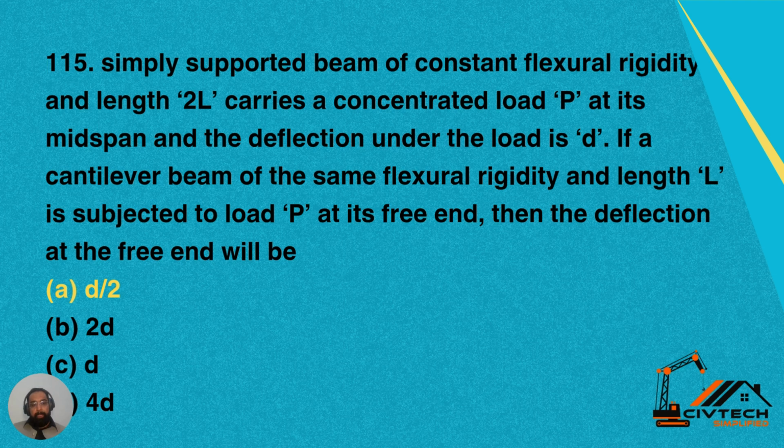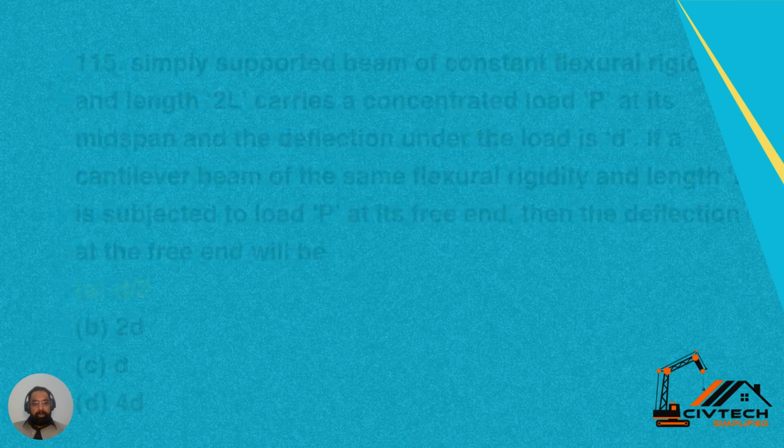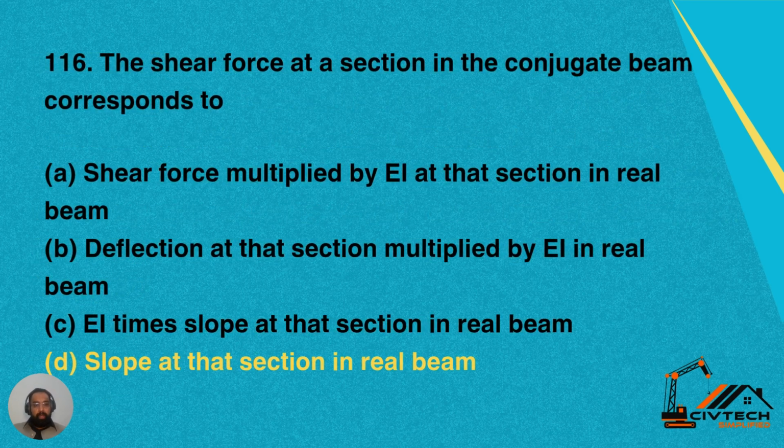And on the other hand, the second beam is a cantilever beam having a length L and subjected to load P at its free end. The deflection at the free end will be D by 2. Option A is the correct answer for this question.